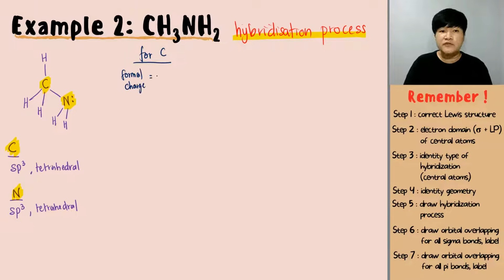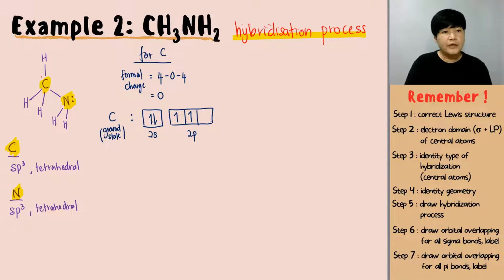So the formal charge for carbon in this case is 4 minus 0 minus 4, so the formal charge is 0. When the formal charge is 0, it means there is no change in the ground state. Starting off with the carbon ground state, the carbon ground state will have 4 valence electrons located in the 2s2 and also in the 2p2.